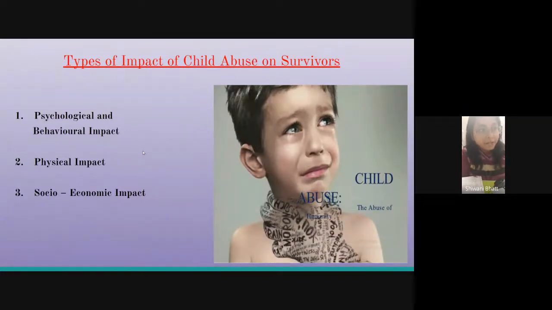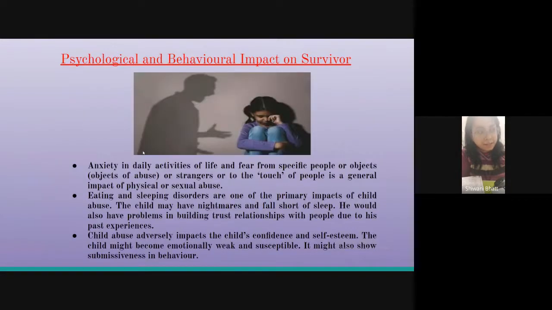In psychological and behavioral impact on survivors, anxiety in daily activities of life and fear from specific people or objects or strangers or to the touch of people is a general impact of physical or sexual abuse. Eating and sleeping disorders are one of the primary impacts of child abuse. The child may have nightmares and fall short of sleep. He would also have problems in building trusting relationships with people due to these past experiences.